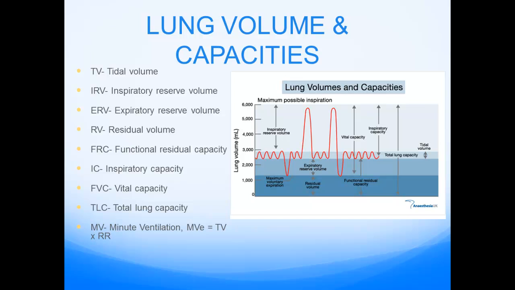Inspiratory reserve volume is the amount of air you can inspire beyond your normal tidal volume. Expiratory reserve volume is the amount of air you can expire beyond your normal tidal volume. Residual volume is the amount of air that is left over and remains in the respiratory system after a forced expiration. Vital capacity is the maximum amount of air a person can expel from the lungs after a maximum inspiration. And minute ventilation is the total volume of air taken into the body during one minute.